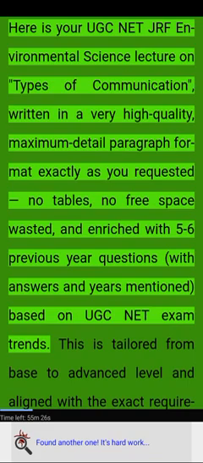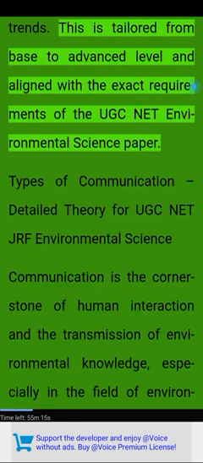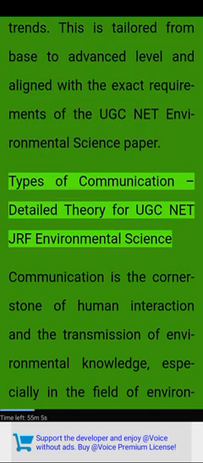Here is your UGC-NET JRF environmental science lecture on types of communication, written in a very high quality, maximum detail paragraph format exactly as you requested, no tables, no free space wasted, and enriched with 5 to 6 previous year questions with answers and years mentioned based on UGC-NET exam trends. This is tailored from base to advanced level and aligned with the exact requirements of the UGC-NET environmental science paper. Types of communication, detailed theory for UGC-NET JRF environmental science.